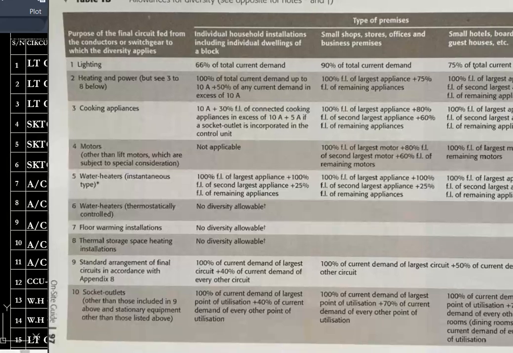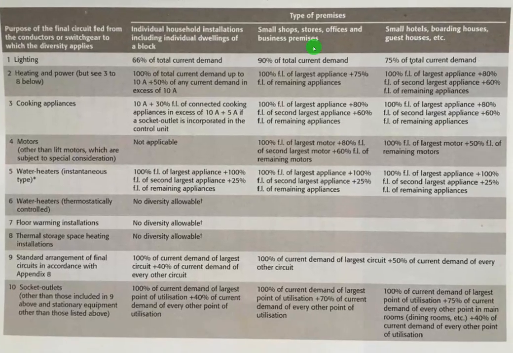Let me flash you the diversity table once more. Here is the table. Now take a look at this table. We are working on an individual household. We are doing a residential installation. Remember, the previous one was industrial and commercial. Now it is a residential setup, so we are calculating for residential. So come to the residential column. We're going to use this column to apply the diversity on the lighting.